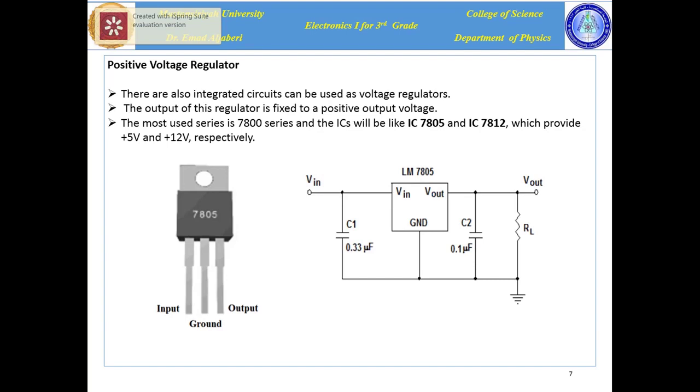Here we see the IC has 3 leads: input, ground, and output. And the electronic circuit of this IC is shown here. The V in is connected to the output of the power supply, and the V out can be taken for the output voltage.